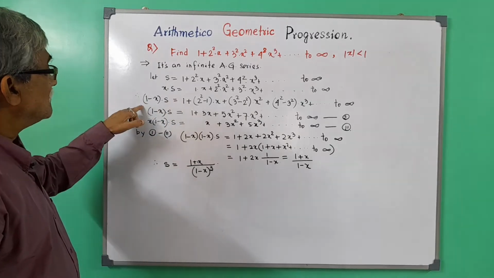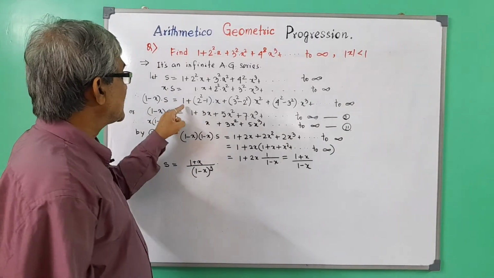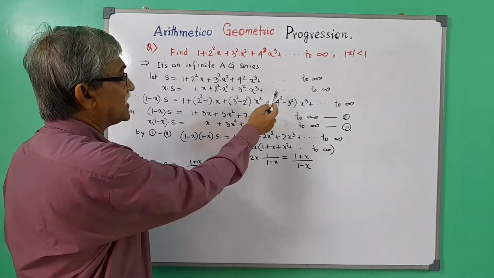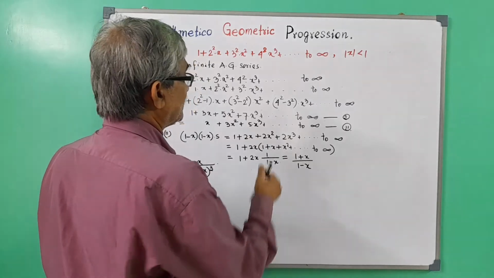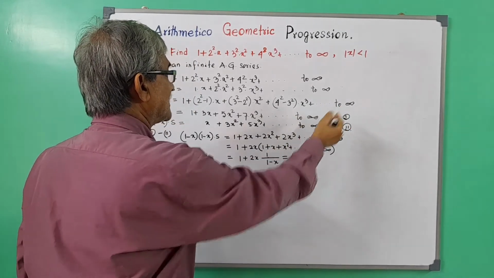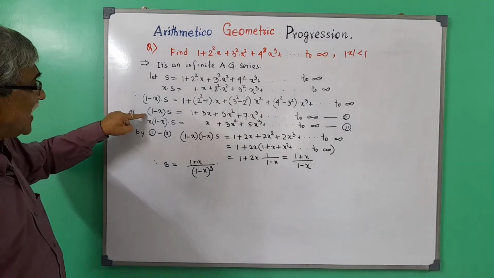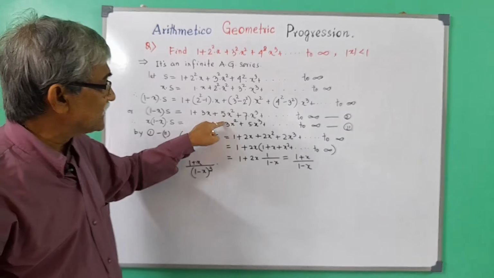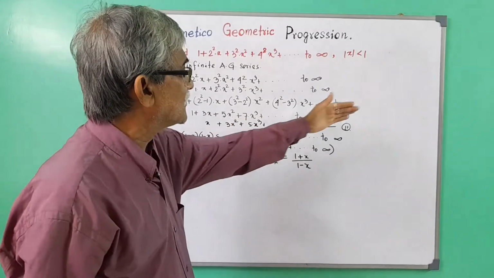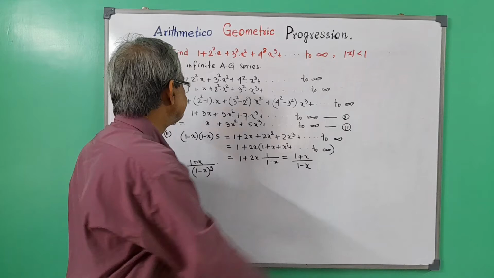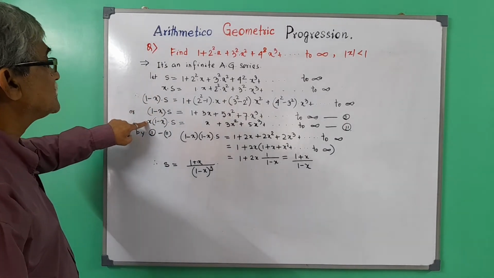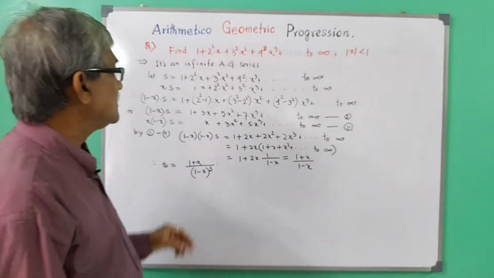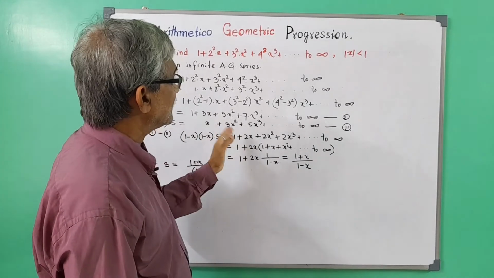Now we multiply this with x, therefore it is x plus 2 square x square plus 3 square x cube and so on up to infinity. So subtract it. 1 minus x into S is equal to 1 plus 2 square minus 1 into x plus 3 square minus 2 square into x square plus 4 square minus 3 square into x cube up to infinity. So 1 minus x into S is equal to 1 plus 3x plus 5x square plus 7x cube plus dot dot dot up to infinity. That is equation 1.